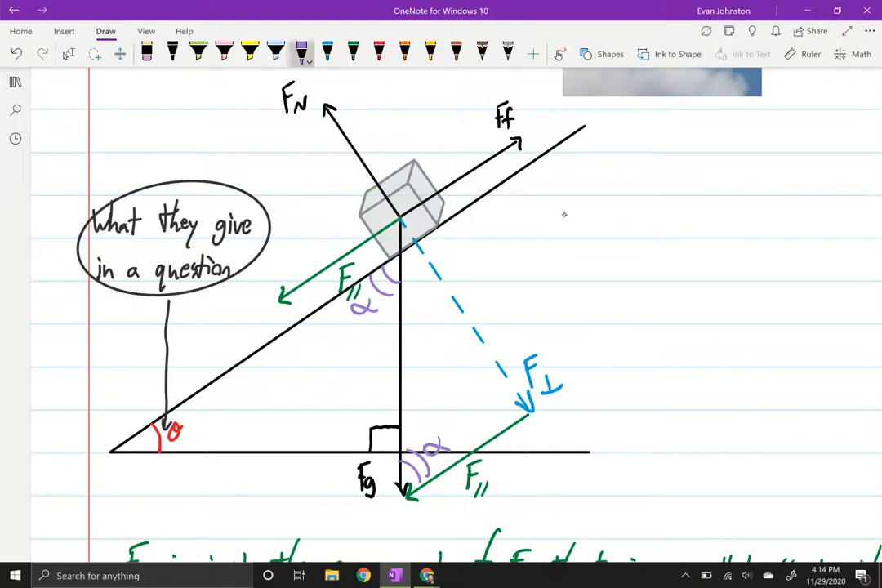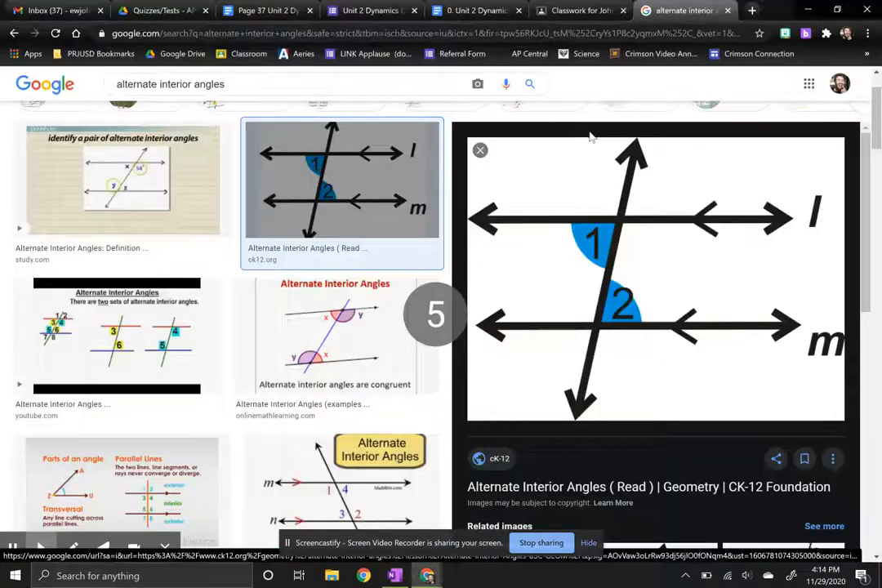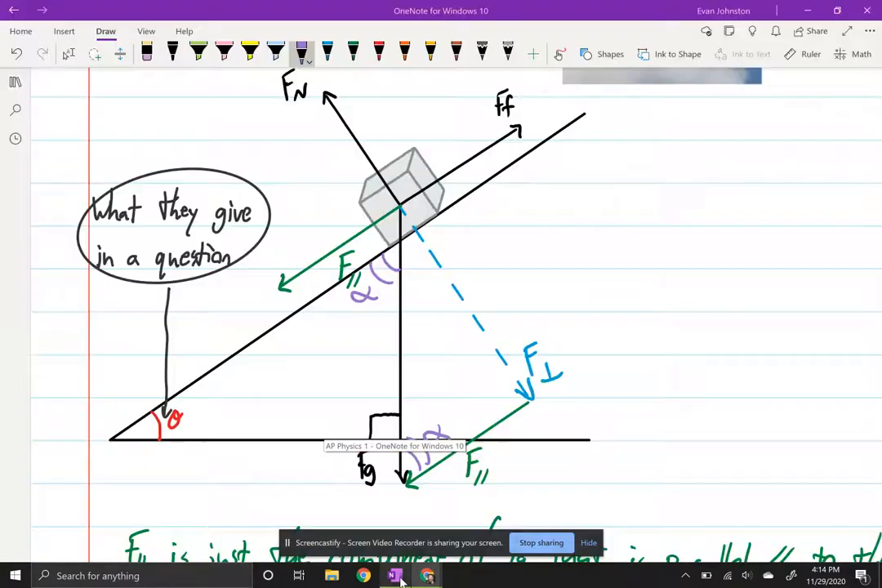It's because they're alternate interior angles. There's a theorem for it. You can find it on Google: type in alternate interior angles and you get this picture. The whole idea is that as long as line I and line M are parallel to each other, these angles are alternating because they're on opposite sides, but they're between the two, so they're interior. So these two are matching. They're the same angle. And we have the same thing here. Since this one is alpha, this must be alpha.